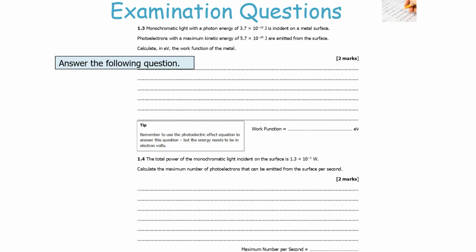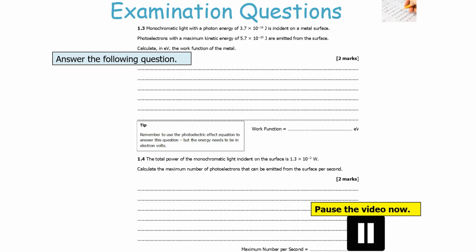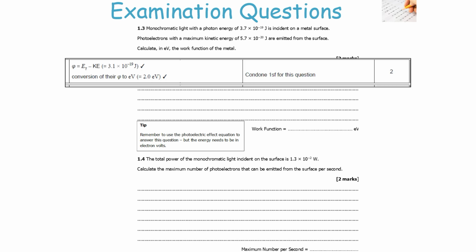Right, next question. Monochromatic light with a photon energy of 3.7 times 10 to the minus 19 joules is incident on a metal surface. Photoelectrons with maximum kinetic energy of 5.7 times 10 to the minus 20 joules are emitted from the surface. Calculate, in eV, the work function of the metal. Then the total power of the monochromatic light incident on the surface is 1.3 times 10 to the minus 2 watts. Calculate the maximum number of photoelectrons that can be emitted from the surface per second. So pause the video now, then unpause the video when you want to go through your answer. Right, so in this first one, there's a few things you've got to do.